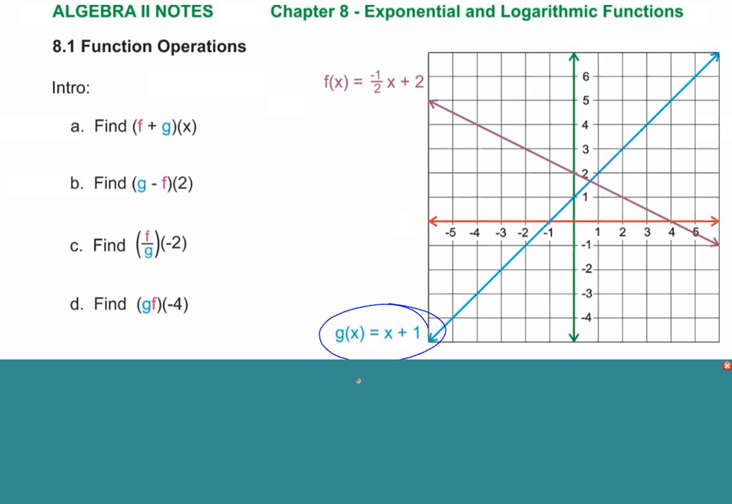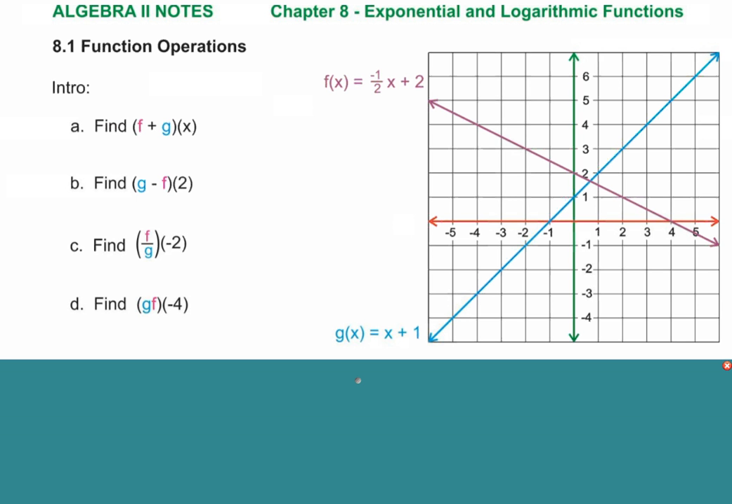And then we've got a blue function, g of x equals x plus 1. The g of x function has a y-intercept of 1, and then from there a slope of 1, so up 1 and to the right 1. You can see the blue line there representing the g function. So the purple line represents the f function and the blue line represents the g function. I'm just going to say red and blue from here on out.